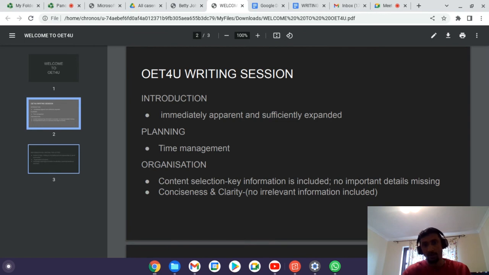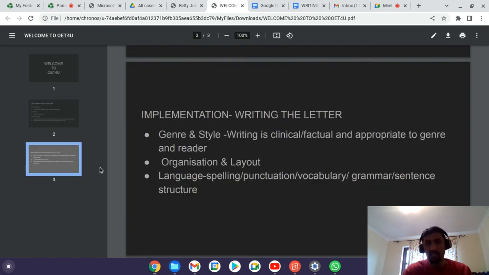Okay, so coming to implementation. When you're going to write your letter, your time is now 10 minutes from the examination time. That means from that time onwards, you're going to write the letter. Before that, you are going to organize your main paragraphs and clearly lay out your letter. So organization and layout are important. You're going to plan it again before writing your letter.